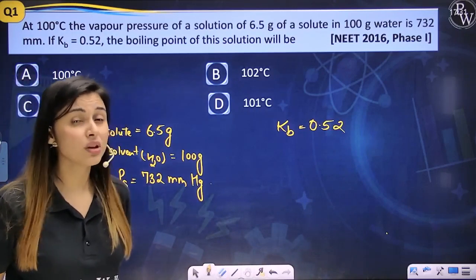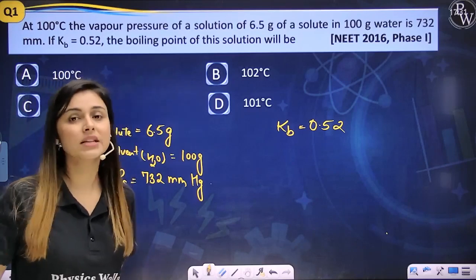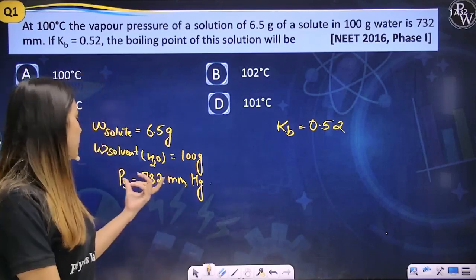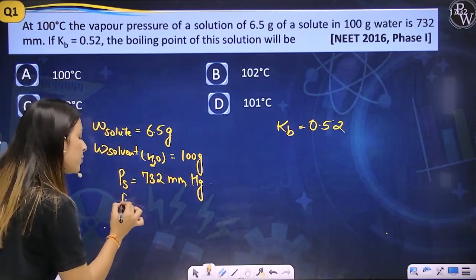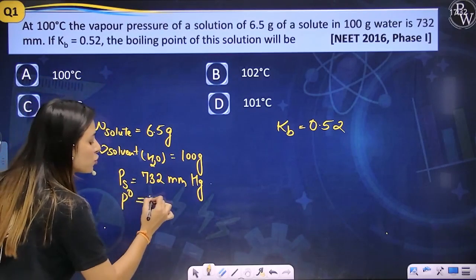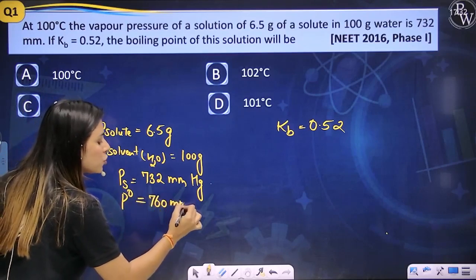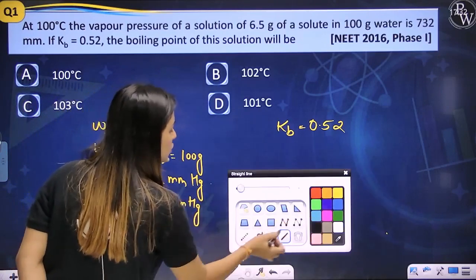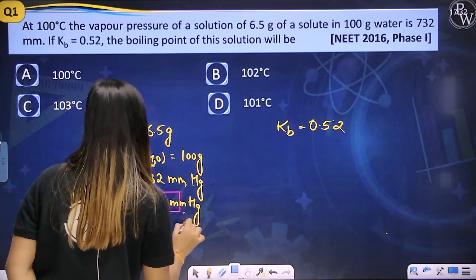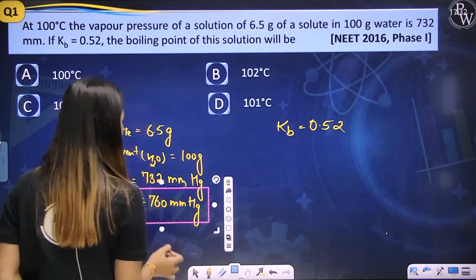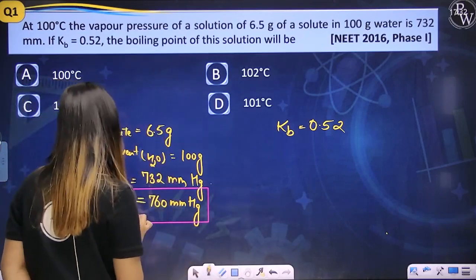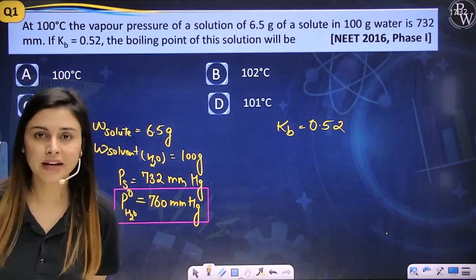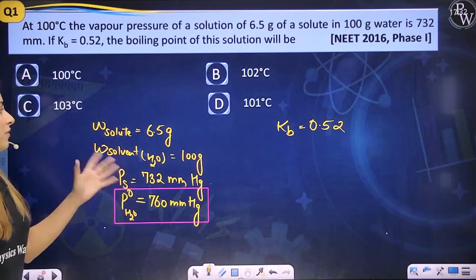Now, there are a few things which you need to know here, my dear students. Since they are talking about the vapor pressure, you have to understand the vapor pressure of pure water is actually 760 mm of Hg. Sometimes in the question this will not be given, but you need to know this particular part, that the vapor pressure of pure water is 760 mm of Hg. Okay, now you have all these things.